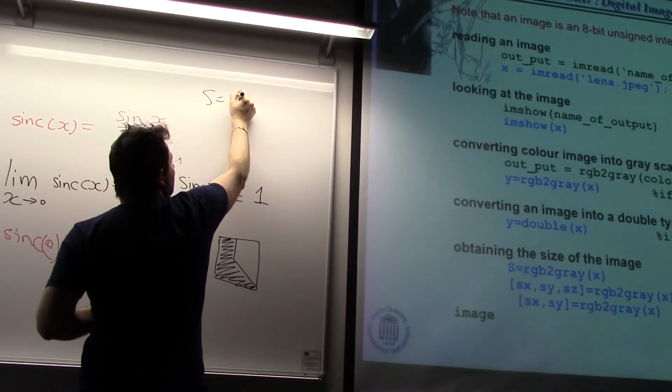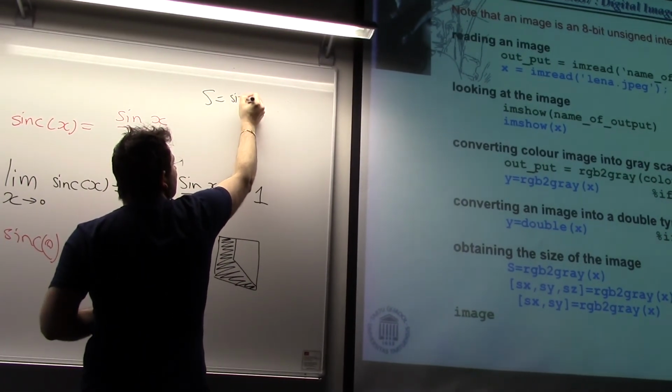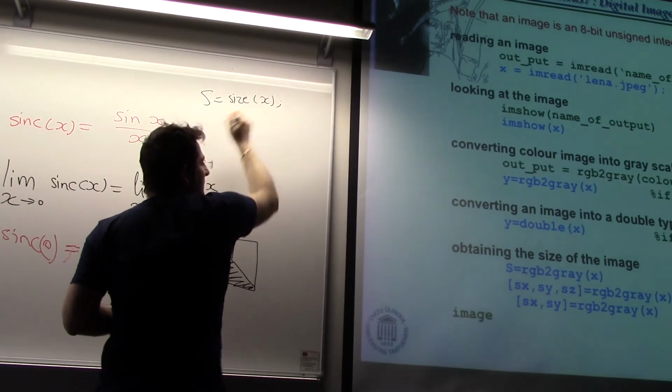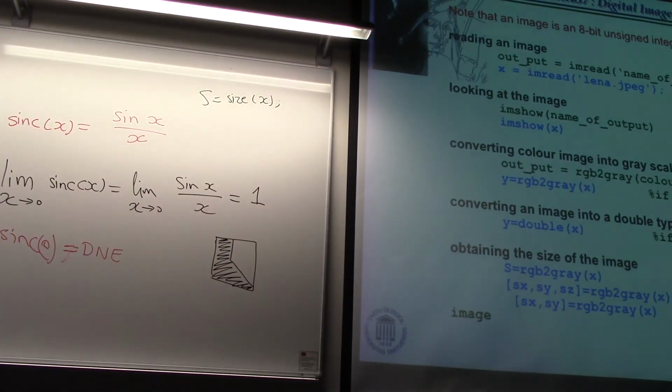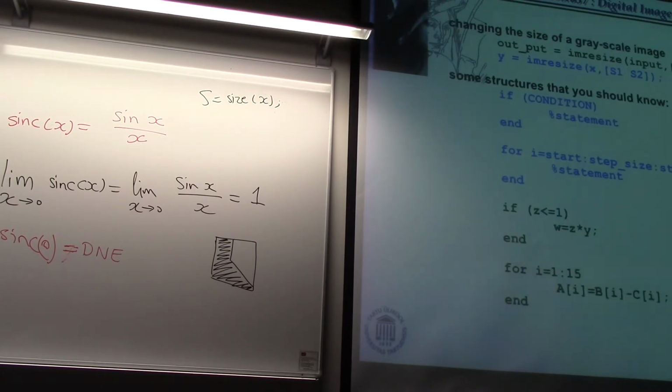S is the size of x, which tells you what the size of x is. If the image is a color image, we will have 3 dimensions. If it is grayscale, we have 2 dimensions. So my mistake, I will fix it. And then you see that we can use the for and if condition. This is an example which you can see.